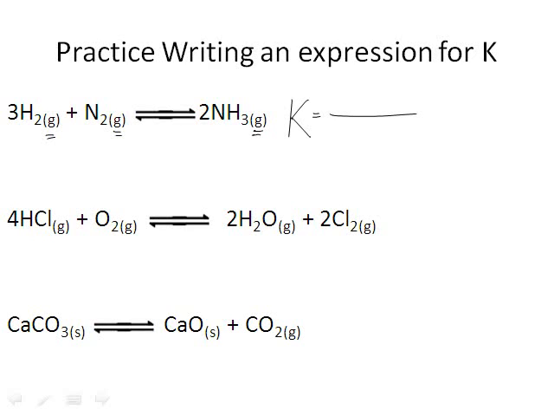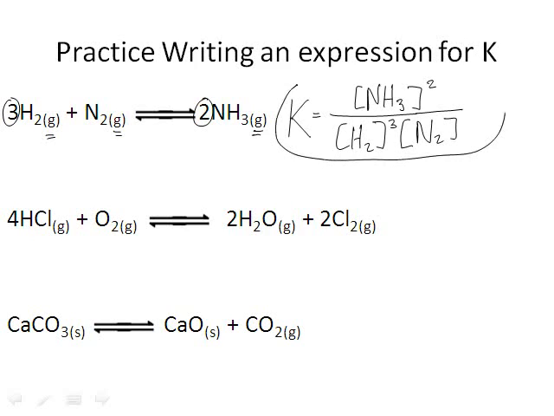In the product side, the top, I'm going to have NH3, and I'm going to square it because I have a 2 in front of the NH3 in the balanced reaction. In the bottom, I'm going to put H2 because it's one of my reactants. I'm going to cube it, raise it to the third power because there's a 3 as its coefficient in the reaction. I'm going to multiply that by N2 raised to the first power. All right, that is our K expression for that first reaction.